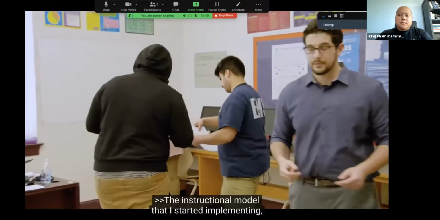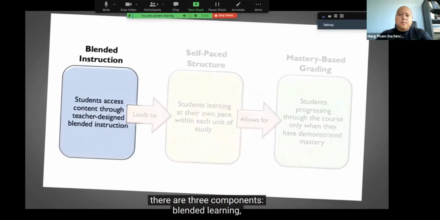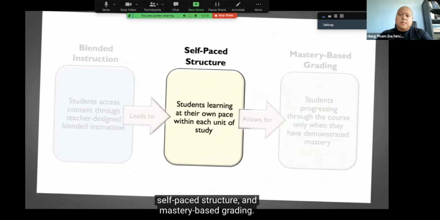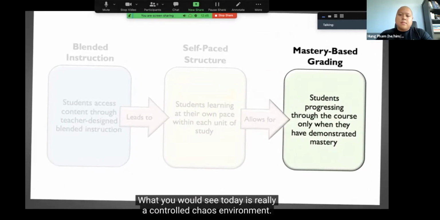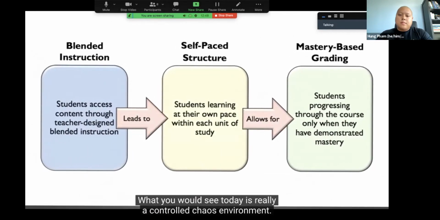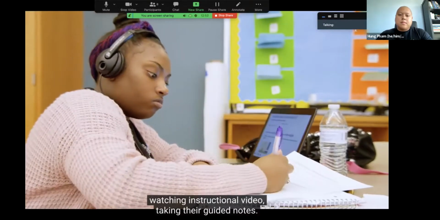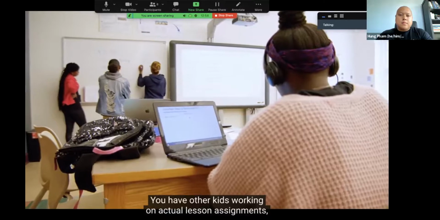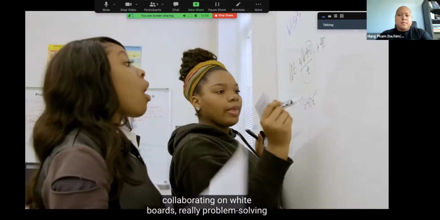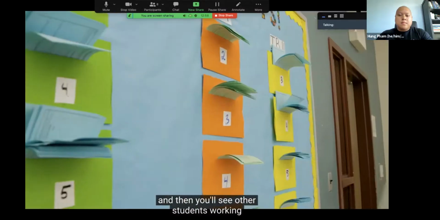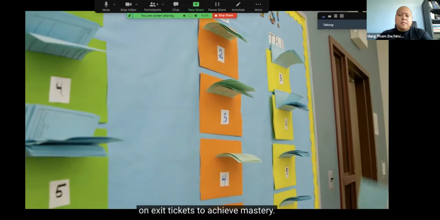The instructional model that I started implementing, there are 3 components: blended learning, self-paced structure, and mastery-based grading. What you would see today is really a controlled chaos environment. You have some students starting a new lesson, watching an instructional video, taking their guided notes. You have other kids working on actual lesson assignments, collaborating on whiteboards, really problem solving. And then you'll see other students working on exit tickets to achieve mastery.